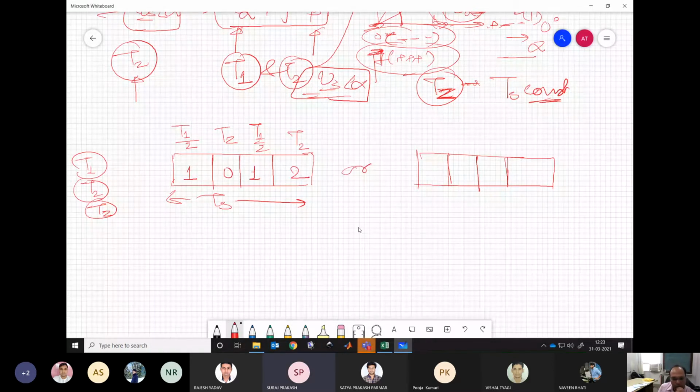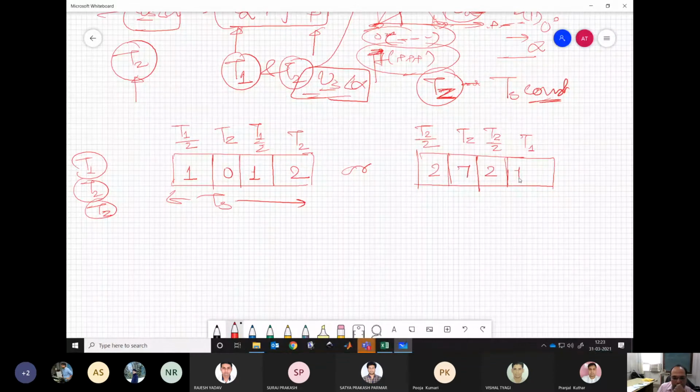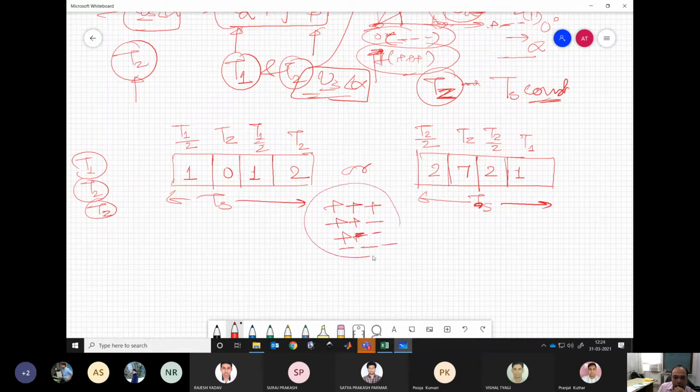No, there is no problem in this. Getting my point? Similarly, we can have T2 by 2, Tz, T2 by 2, and then T1. So we can have 2, 7, 2, 1. The only thing you have to ensure is that when we are going from one state to another state, we must have only one switching. Only this condition you have to maintain.